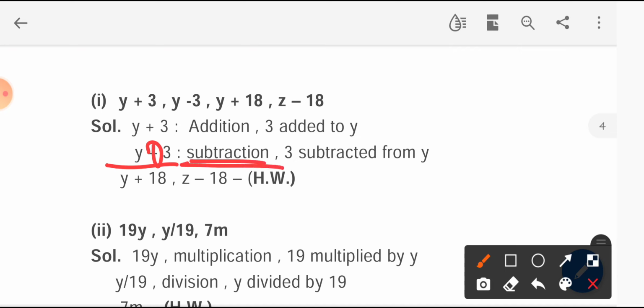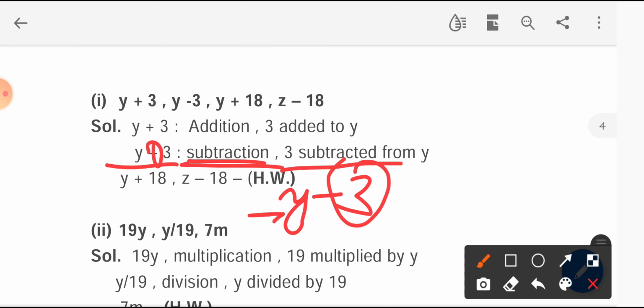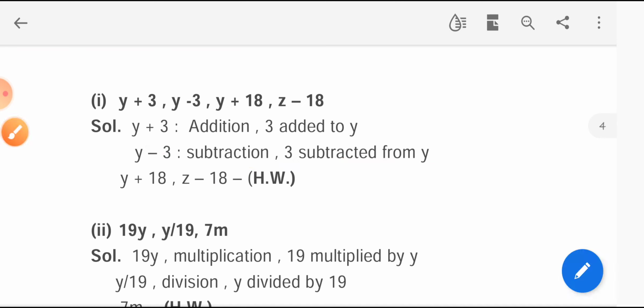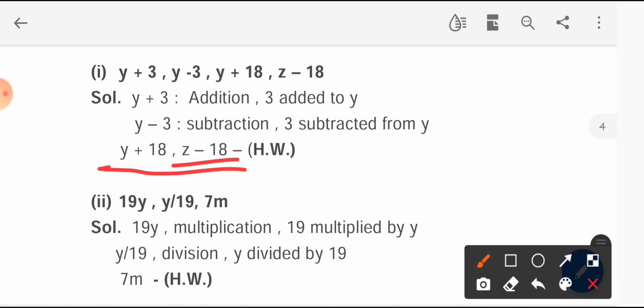Minus means subtraction, so right here subtraction, and y minus 3 means 3 is subtracted from y. Like this you have to solve y plus 18 and z minus 18. Here you have to write which operation is used first, after that you have to write the statement, how it is formed, वो कैसे बनाया गया है.